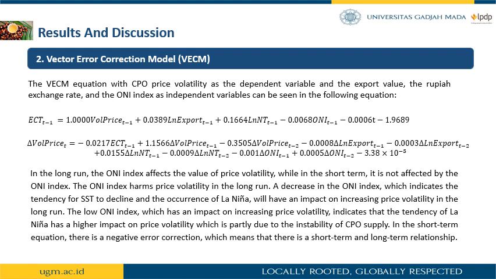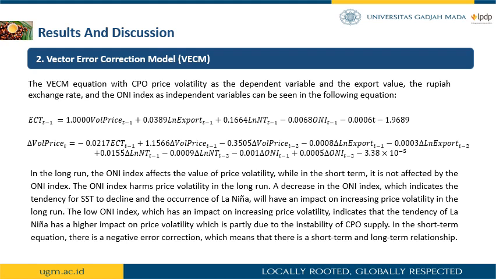In the long run, the ONI index affects the value of price volatility, while in the short term it is not affected by the ONI index. The ONI index has a negative effect on price volatility in the long run. A decrease in the ONI index, which indicates the tendency for SST to decline and the occurrence of La Nina, will have an impact on increasing price volatility in the long run.